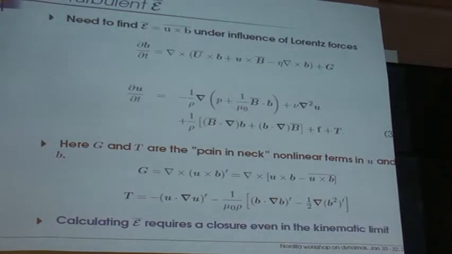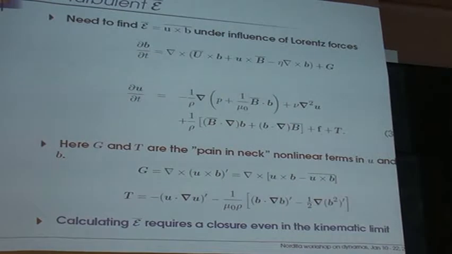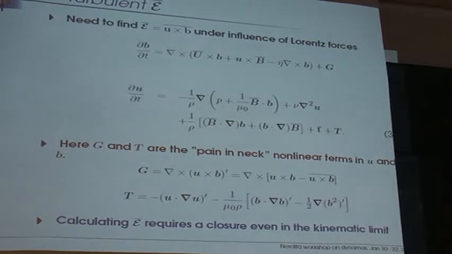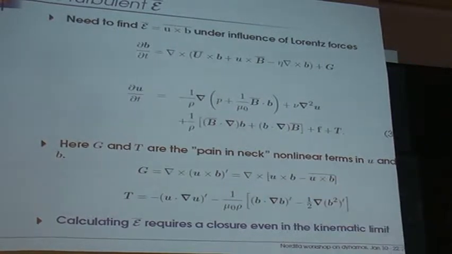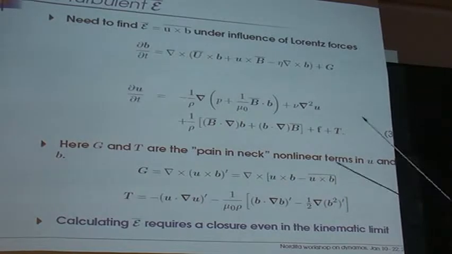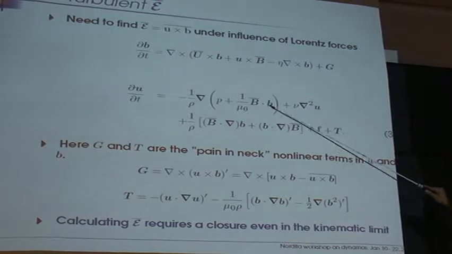So if you want to use this helicity conservation equation in any particular way, then you have to ask, how do you find the turbulent electromotive force under the influence of Lorentz forces? So this, as Carl has already explained to you in his lecture, is a difficult question, and we can make general statements. So you go back to the equation for the small scale field, you go back to the equation for the small scale velocity, and now you have extra terms due to the Lorentz forces, which depend on small b.